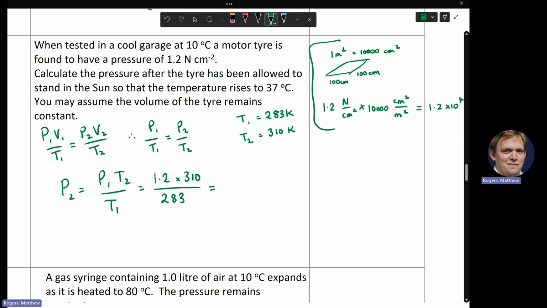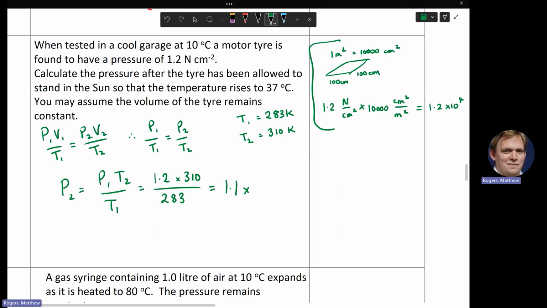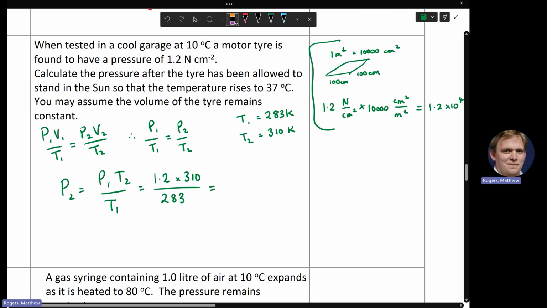That gives us a new pressure of 1.05 times 10 to the 3. So we always round to the right number of significant figures, which here is 2. So 1.1 times 10 to the 5. No, sorry, I've done the calculation wrong. Let's try that again.